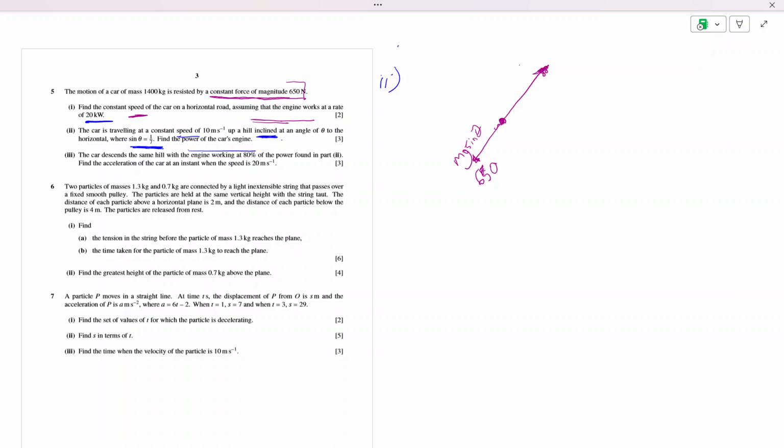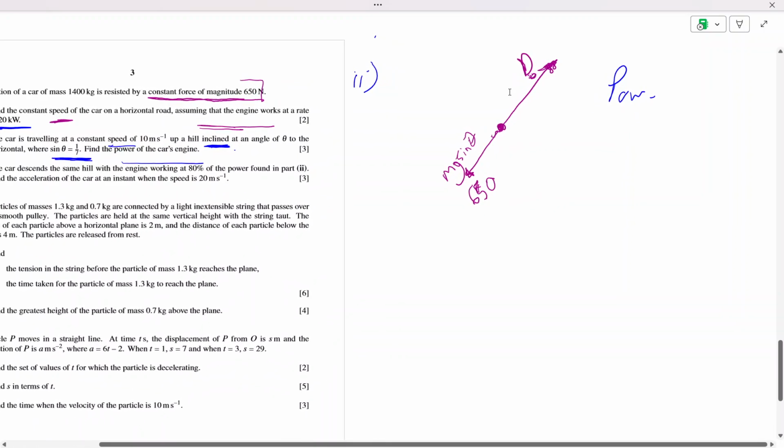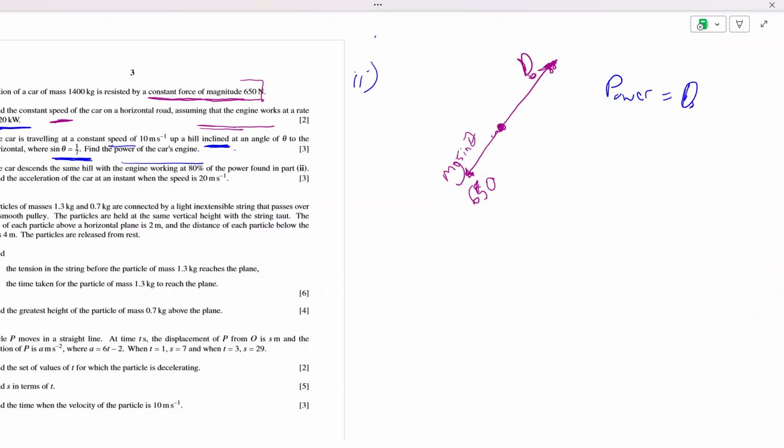And then we're also going to have D. This is now a new D, I'm just going to call it D naught. The question says find the power of the engine. So the power, we know that power is equal to the driving force, D naught, multiplied by v. We have the velocity. It tells us that it's 10 meters per second. So we need to find D.